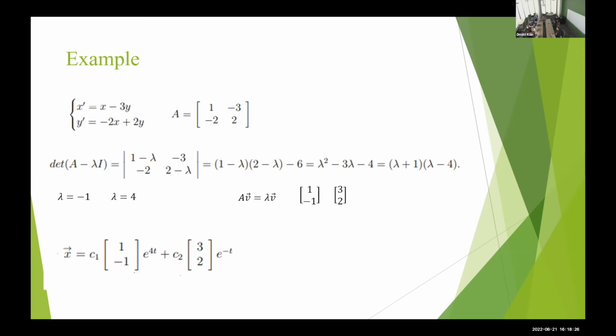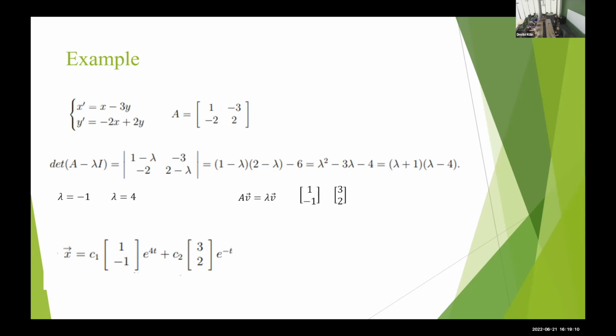As you see in this linear system of equations, the A matrix, as I said, includes only constant values. First of all, we determine the lambda values based on these determinants, and then after we obtain the lambdas, which here are -1 and 4, we can easily calculate the eigenvectors, and based on the previous equation, we can easily express the solution of the linear system.